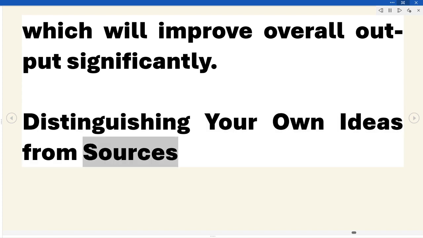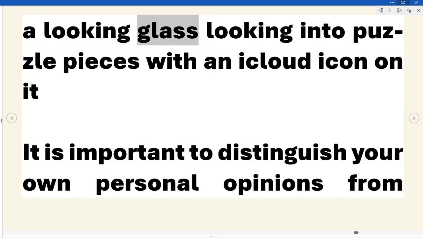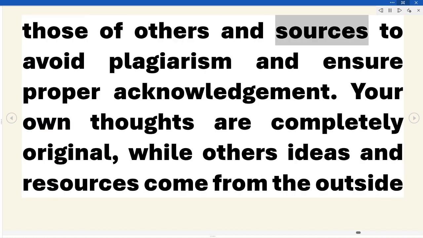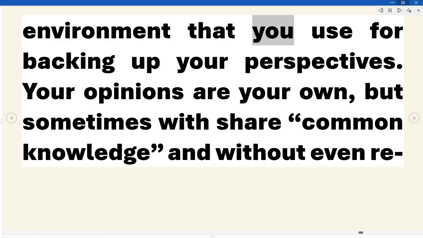Distinguishing your own ideas from sources. A looking glass looking into puzzle pieces with an iCloud icon on it. It is important to distinguish your own personal opinions from those of others and sources to avoid plagiarism and ensure proper acknowledgement. Your own thoughts are completely original, while others' ideas and resources come from the outside environment that you use for backing up your perspectives.